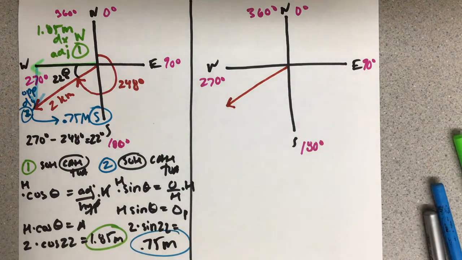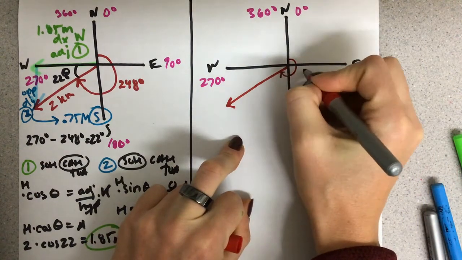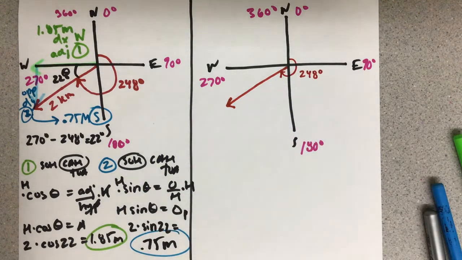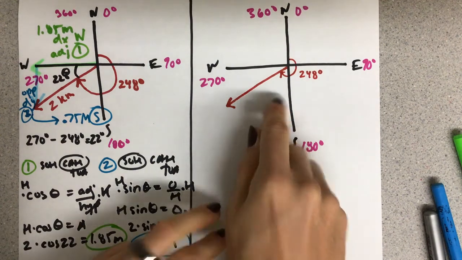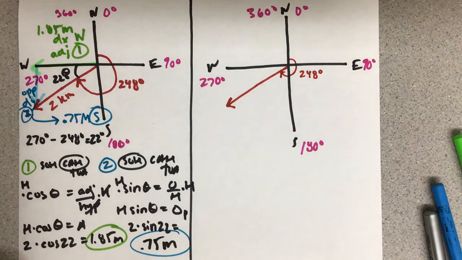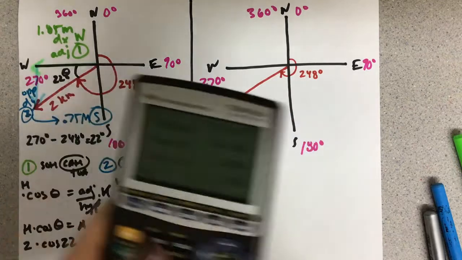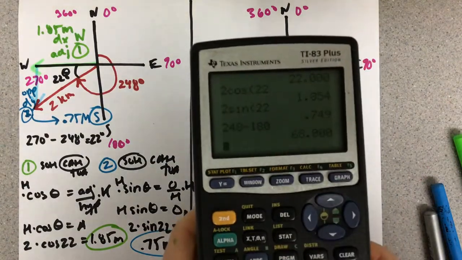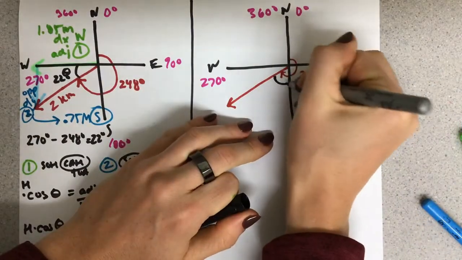And another way you can do this is, we said that this whole thing right here, all this, is 248 degrees. And so if we wanted to figure out, what if we didn't get this angle? What if you said, Miss Moore, no, I want to use this angle? Okay, that's fine. How do we do that? Well, I'm going to do 248, and I'm going to subtract 180. And I get 68. So this angle right here is 68.